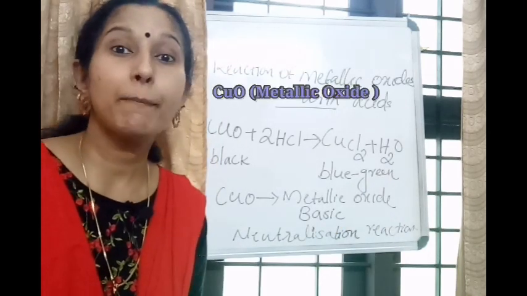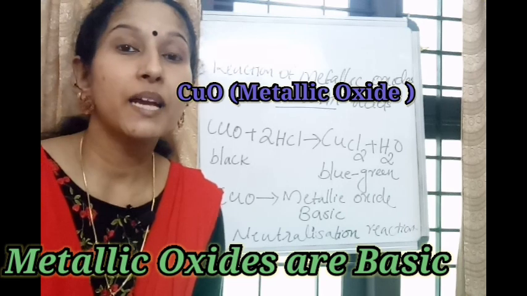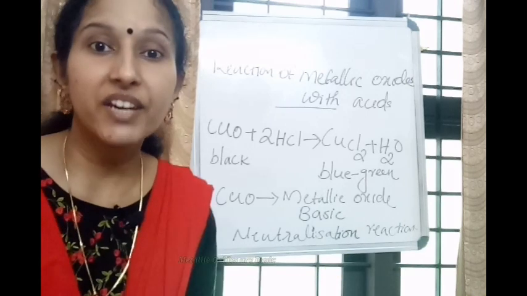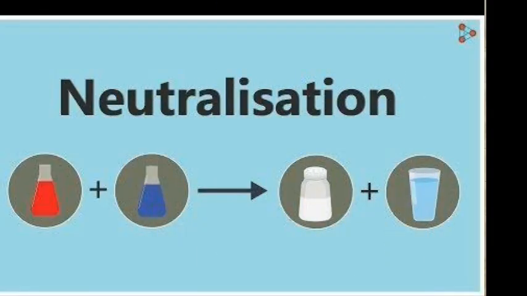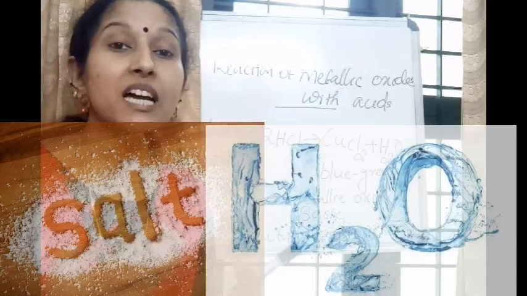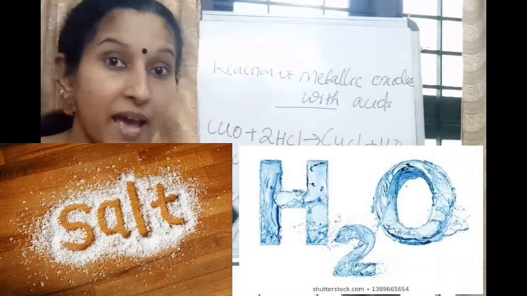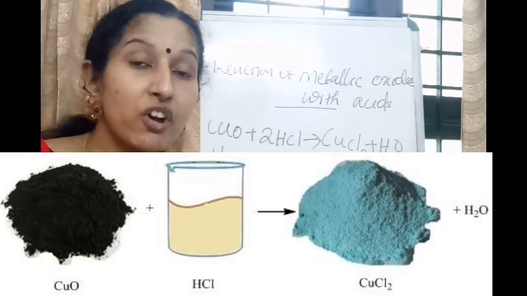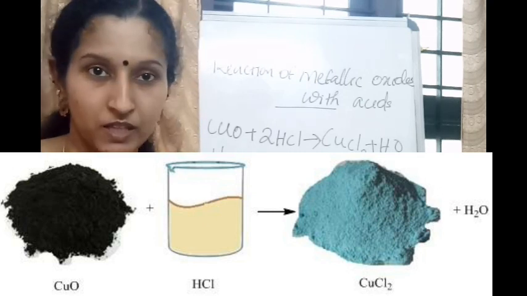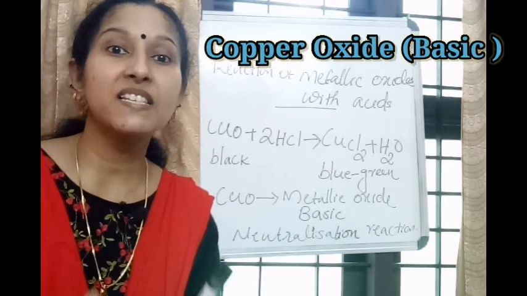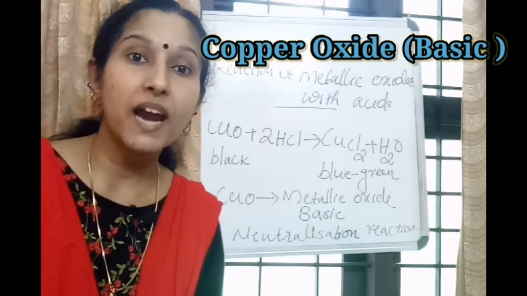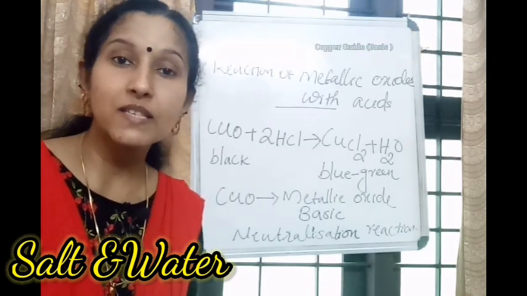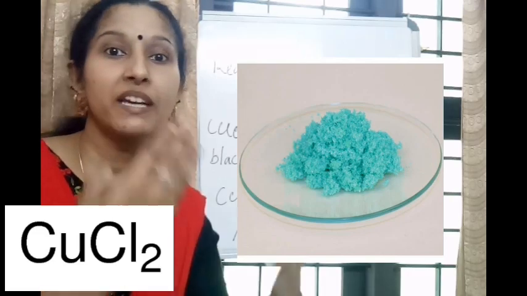And copper oxide is a metallic oxide. Metallic oxides are basic in nature. And this is an example of a neutralization reaction. Why? Because these reactions give salt and water as the product. So the black copper oxide changing to blue-green color is due to the formation of copper chloride. Copper oxide is basic in nature, and this basic copper oxide reacts with hydrochloric acid to form salt and water, and here the salt is copper chloride, which is blue-green in color.